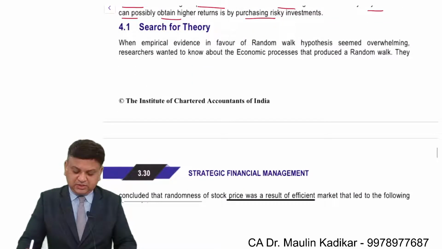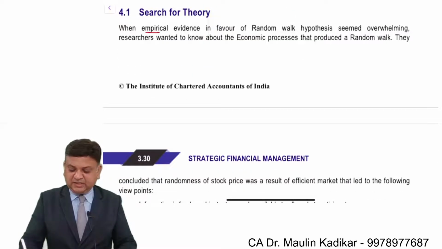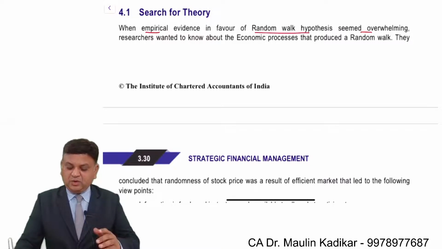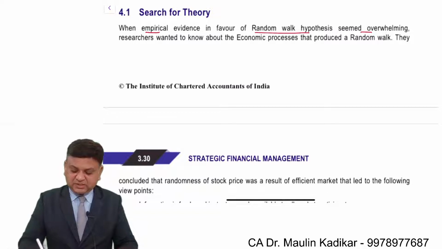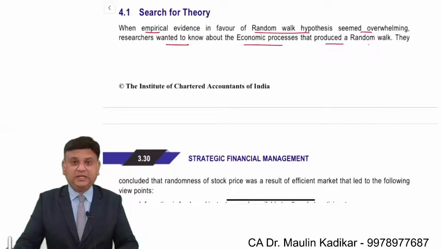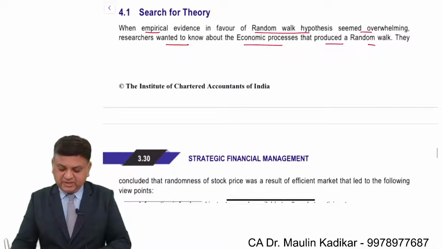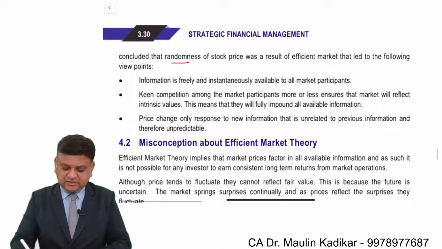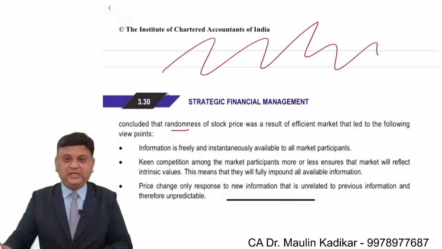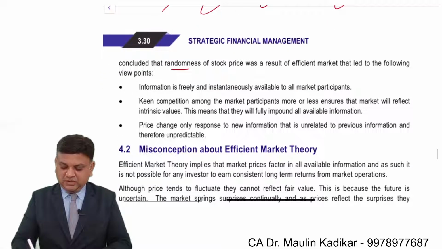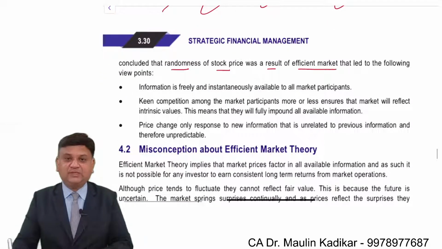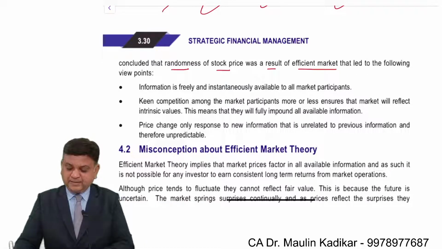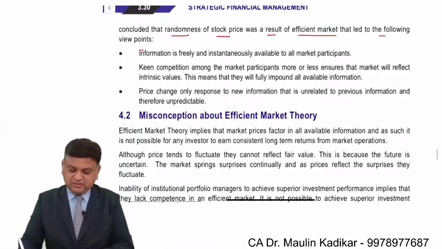Search for the theory. When empirical evidence in favor of the random walk hypothesis seemed overwhelming, researchers wanted to know the economic process that produced the random walk theory. They concluded that randomness means the price of the security can move in any direction. The random walk of the stock price was a result of an efficient market, which led to the following few points.